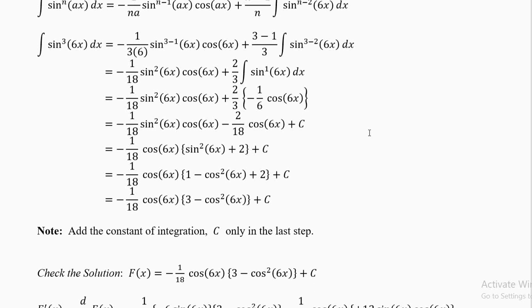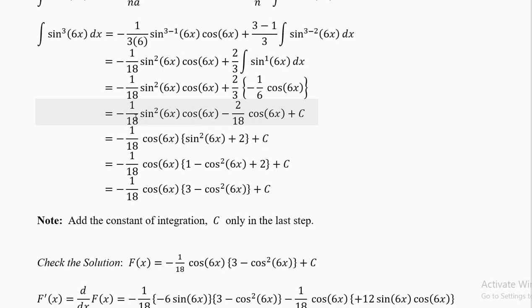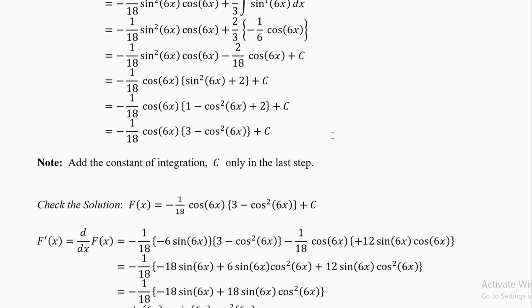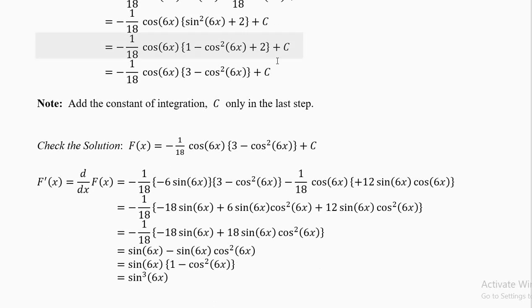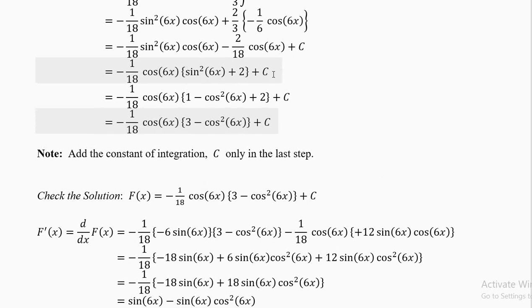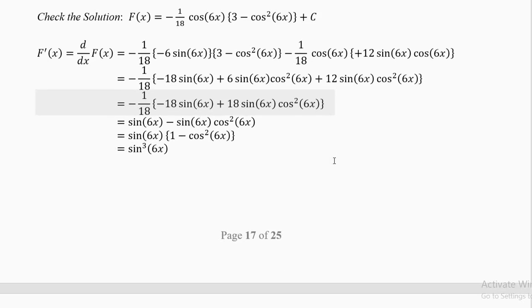Now you can take the cos 6x common with 1 over 18 common, minus 1 over 18, you can write it as sine square plus 2. Sine square equal to 1 minus cos square, it will become 3 minus cos square. You can do some more trigonometric work on this, but we will not do it. Then the constant of integration is added only after all the algebra is over. After all the integration is over, you can add it like this. And please check the answer by differentiation.